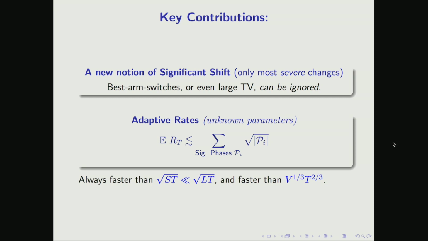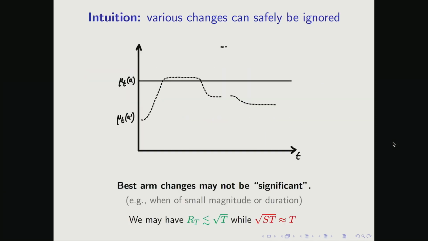This is always faster than square root st, which is always faster than square root lt, and which is in fact always faster than the best rate achievable in terms of total variation. So somehow the notion of significant changes or significant shift subsumes these other notions. All right, before I define a significant shift, I'll just give some intuition as to what changes we can ignore.